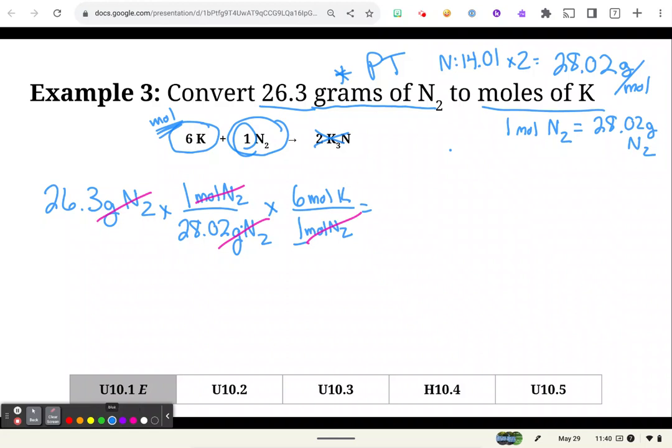And since moles of K is where I'm ending, that is all I need to do. So now I can plug that in. Again, 26.3 divided by, I do it from left to right, so divided by 28.02 times 6 equals, and again, I'm going to think about sig figs. So looking at this, I've got 3 sig figs in this number. I've got 4 down here. Again, this doesn't count because it's like infinite sig figs. There's no question about that value. So 5.63 moles of K is my answer. All right, let's try one more.